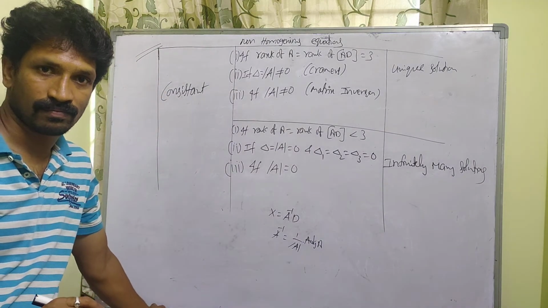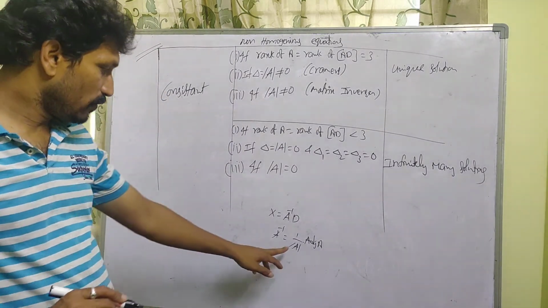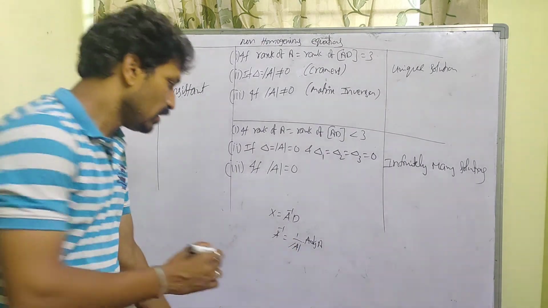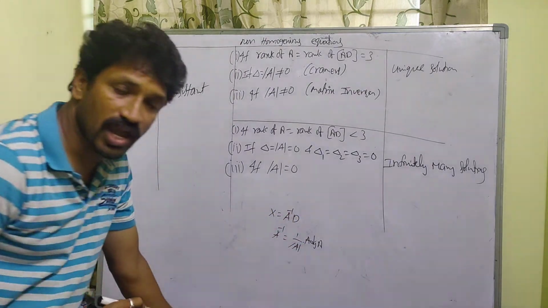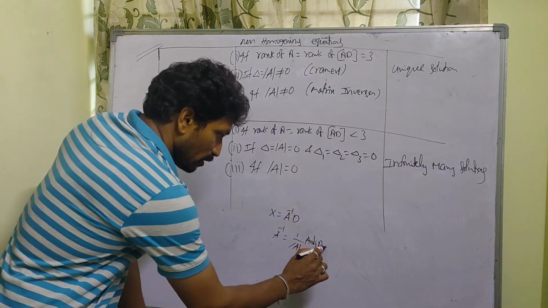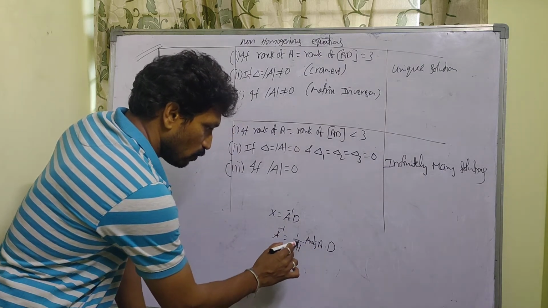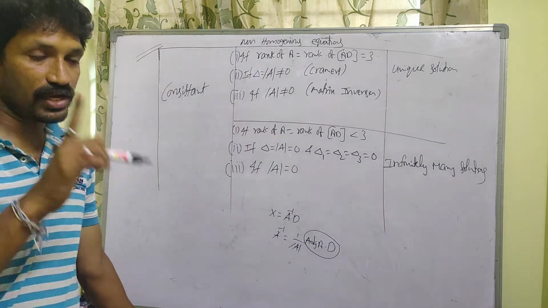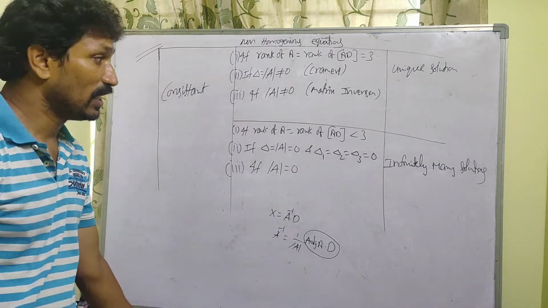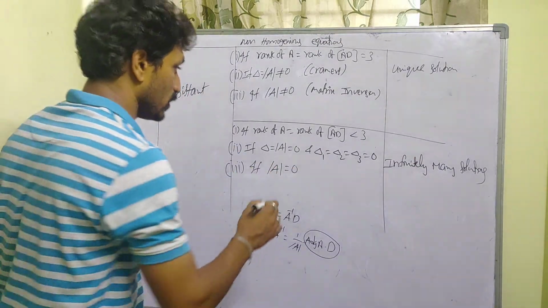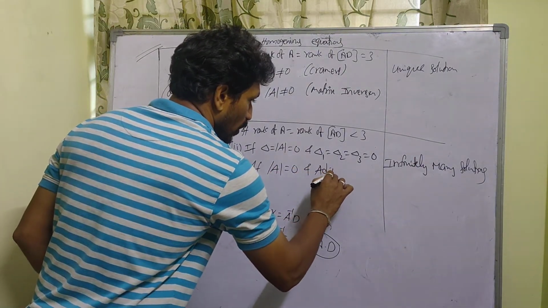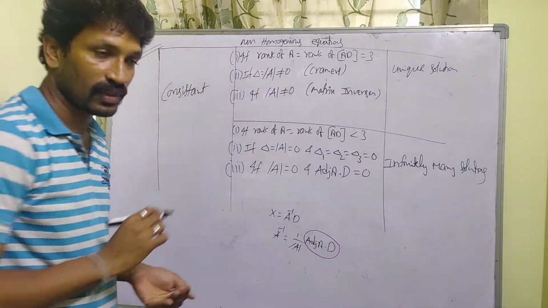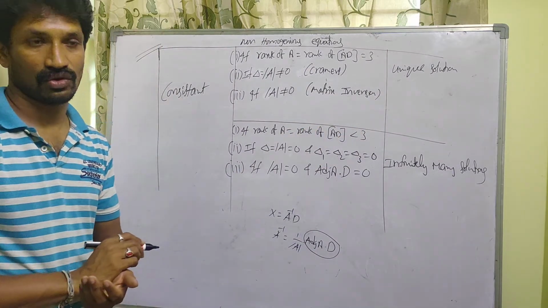See, whenever the determinant of A is equal to 0, then consider the multiplication adjoint of A into D. A inverse into D means 1 by det A into adjoint of A into D. If this multiplication adjoint of A into D becomes 0, that is, a zero matrix, then obviously it has infinitely many solutions.